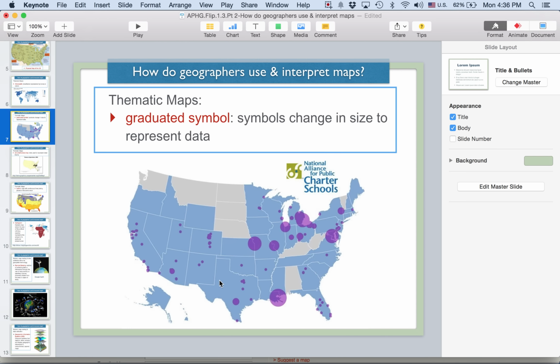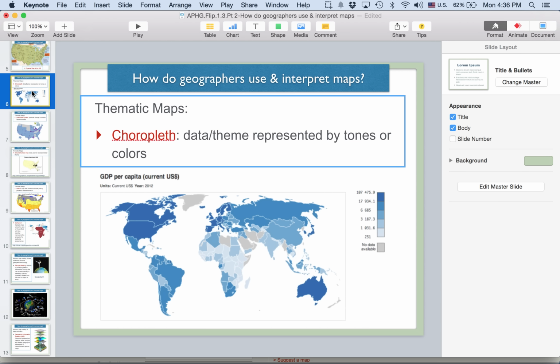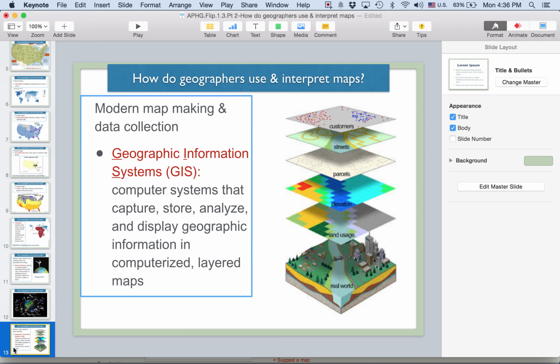Here's a map of the U.S. with the layered information on top, shown by graduated symbols. Layer of the US, layer of the charter schools. And I actually don't even know what the blue layer corresponds to, so I'll have to go back and look that up. If you're looking here for the GDP per capita map, we have the layer of the world, and then we have the layer on top of it of where the GDP is distributed globally. So GIS is all about creating layers of data on top of one another to create accurate and relevant maps.